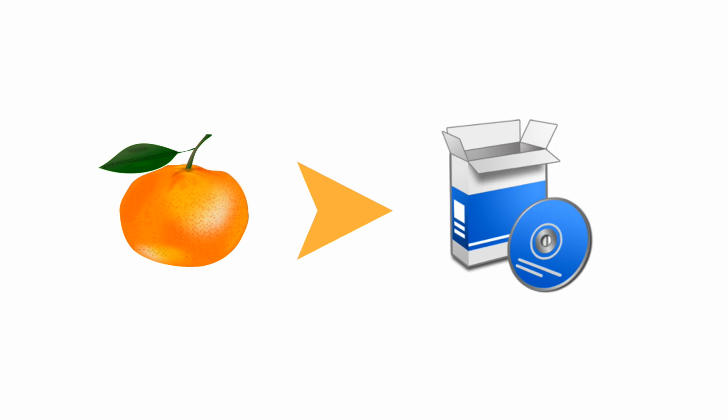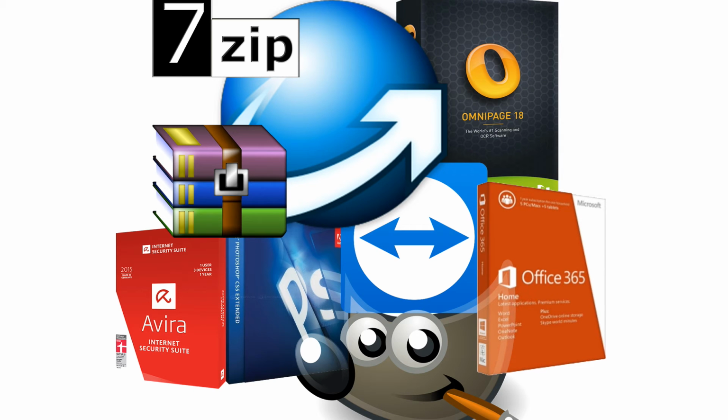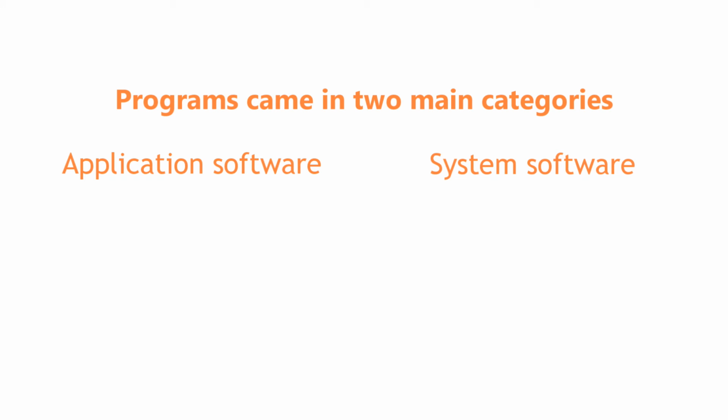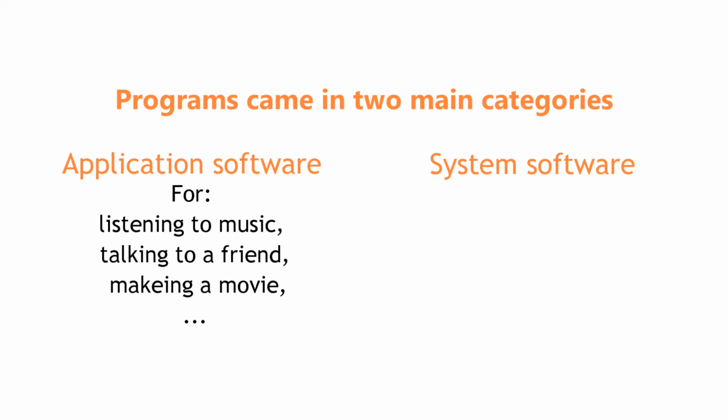Most computer software comes in the form of programs. All those programs contain information that tells hardware what to do and how to do it. Out there are thousands of programs that we can use. Some of them are free and some of them you need to buy. Those programs come in two main categories. Those are application software and system software. Application software is used to listen to music, write to a friend, make a movie, view videos, and many other things. System software is needed to control and run the computer.